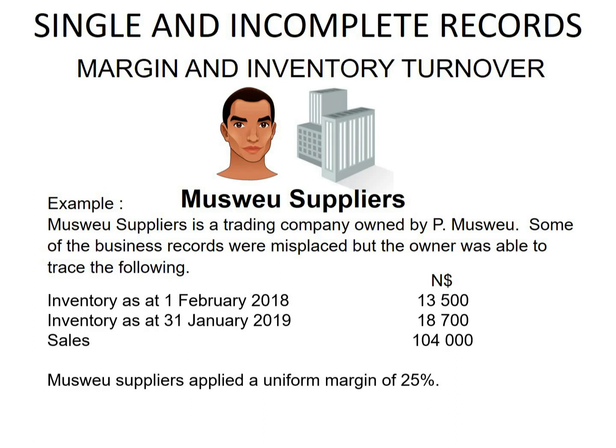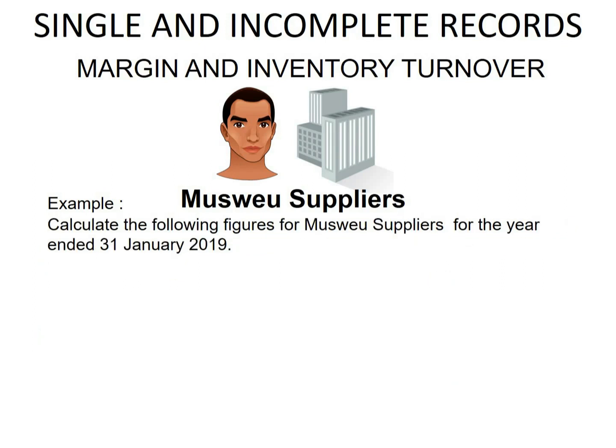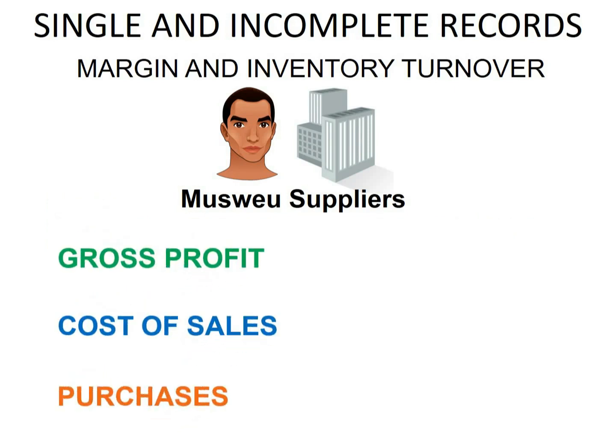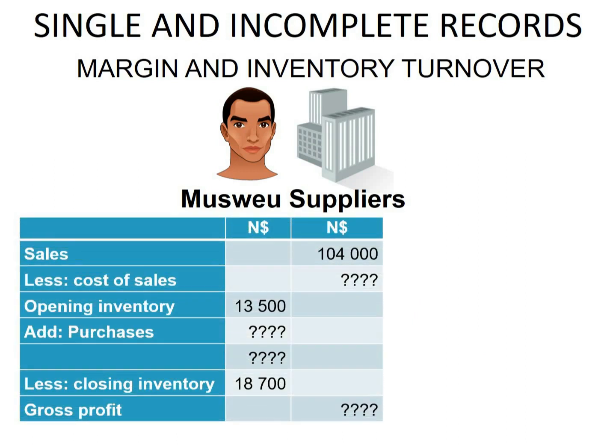So here we need to focus on our sales and our margin. We need to calculate the following figures for Muswell Suppliers for the year ended 31 January 2019: the gross profit, the cost of sales, and the purchases. And again, it's best to calculate them using the trading account. So this is what the trading account looks like with the missing figures.